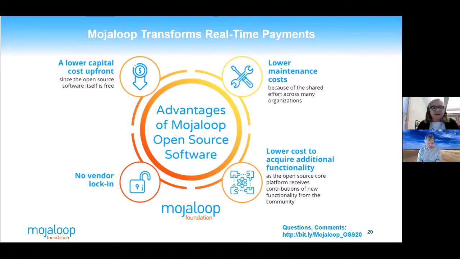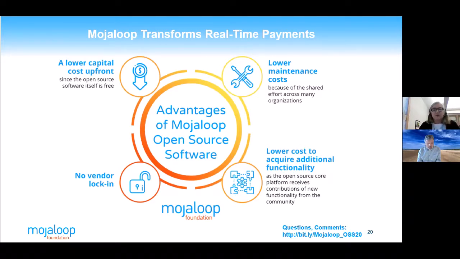There's no vendor lock-in. Again, when you deploy a system like this, it's in for the long haul. You don't swap out your payment platform every 2 years. And so what you want to make sure is that you don't have vendor lock-in. You're not at the whims of a commercial company that might say it's time to upgrade or pay more for new features. You're free from that lock-in.